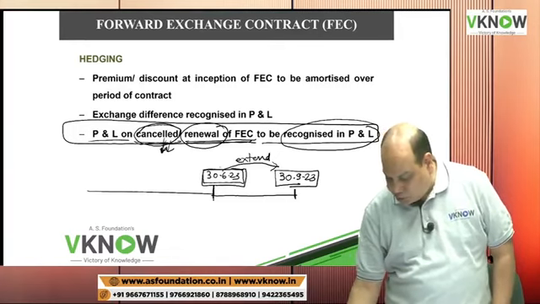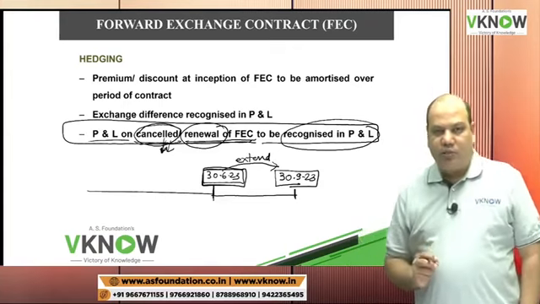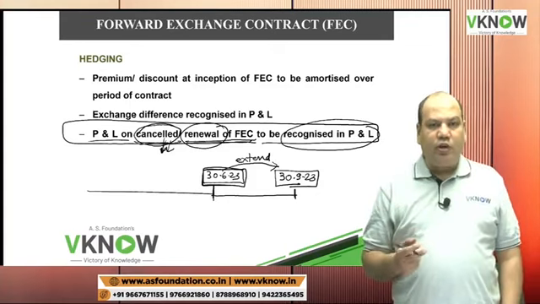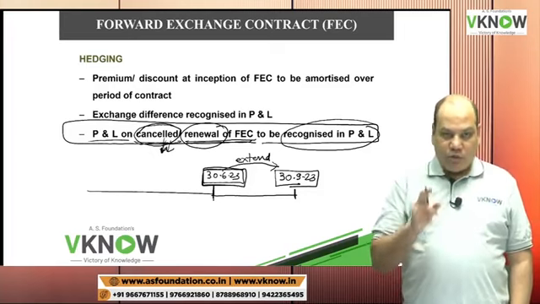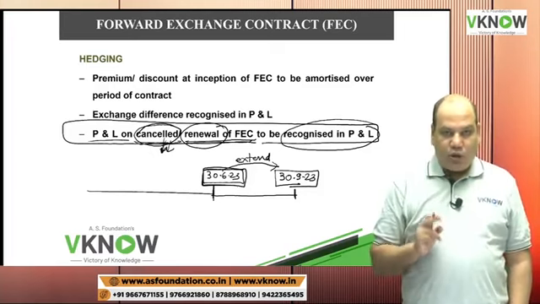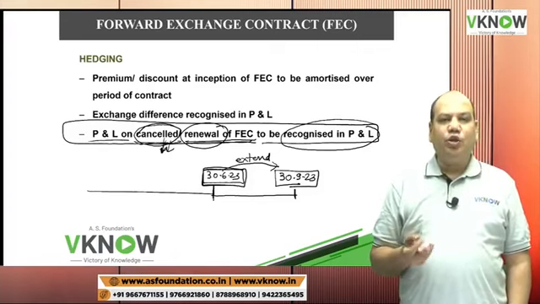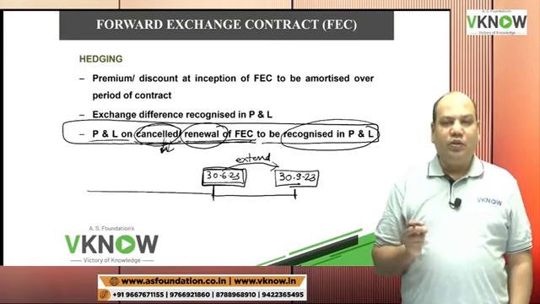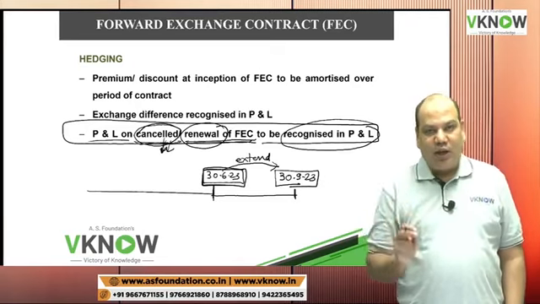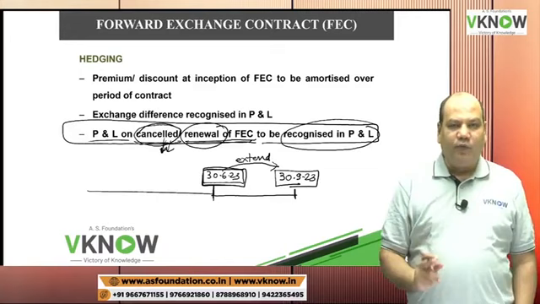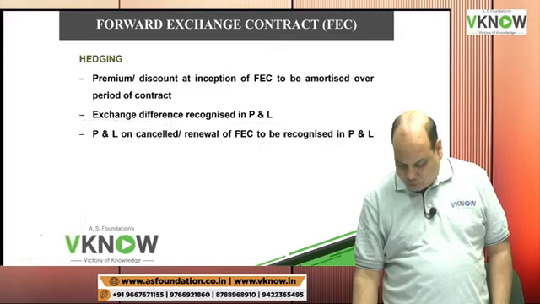I am not in a position to honor on 30th June. So you request the forex dealer to extend it by 3 months or 1 month. That is called renewal. The forex dealer will say, I will do it, but you have to pay charges. Are you willing to pay charges? Yes. Then they will renew, means extend. Whatever charges you pay for renewal or cancellation will also be transferred to profit and loss account.